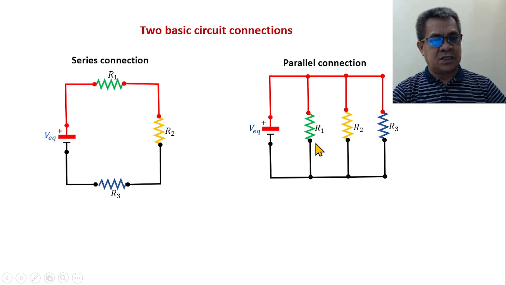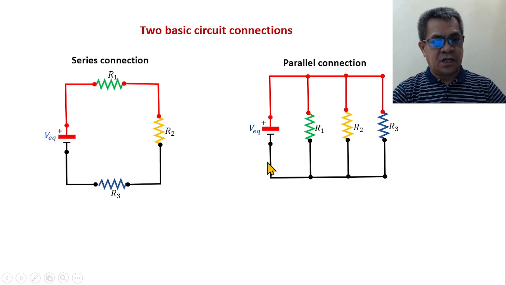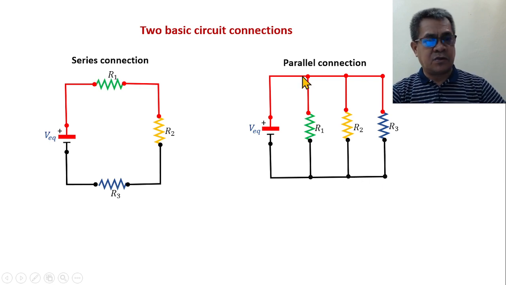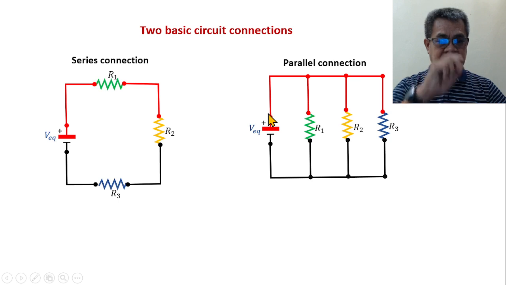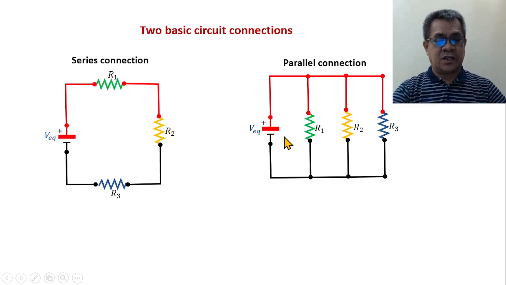And their opposite legs are also connected in common. The other legs of the resistors, which are in common, are connected to the source positive. So we still have the equivalent voltage, which is the source. We have R1, R2, and R3. These are the two basic connections, the series connection and the parallel connection.